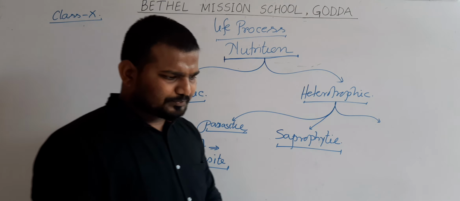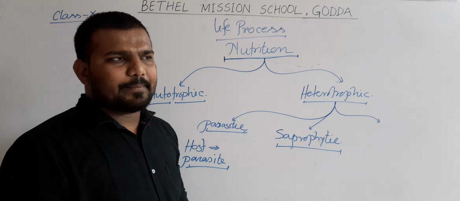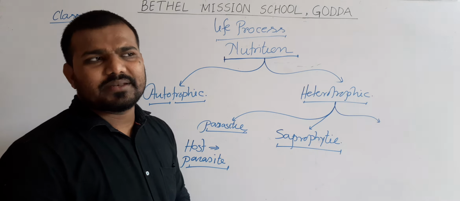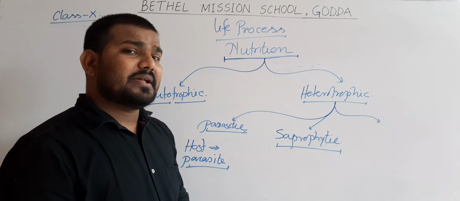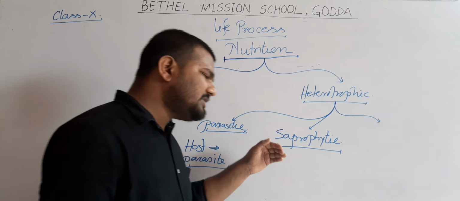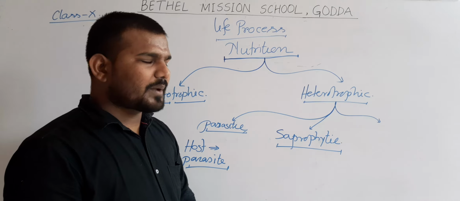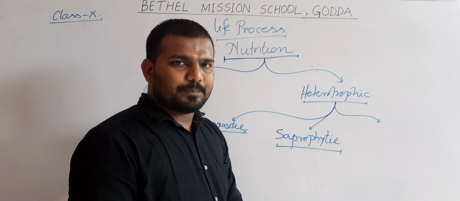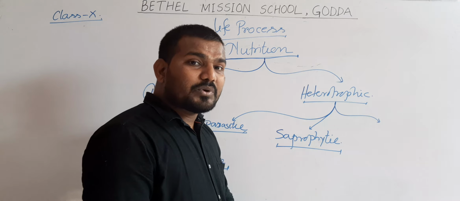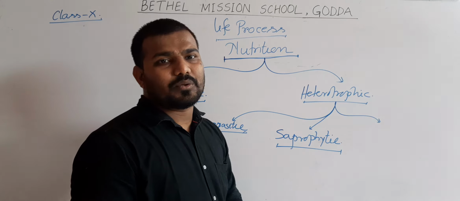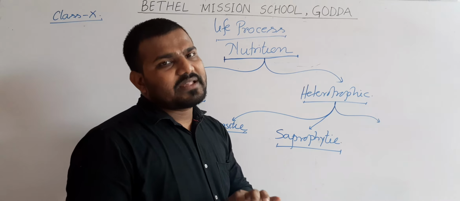First one, to clean the surroundings. Saprophytic organisms can decompose the dead and decayed materials. Even it plays an important role in the biogeochemical cycle. By decomposing the substance, some substances go back from the dead and decayed materials to the environment.